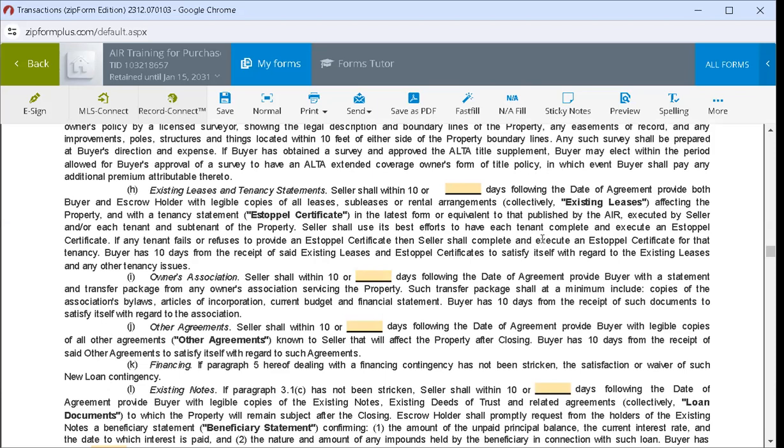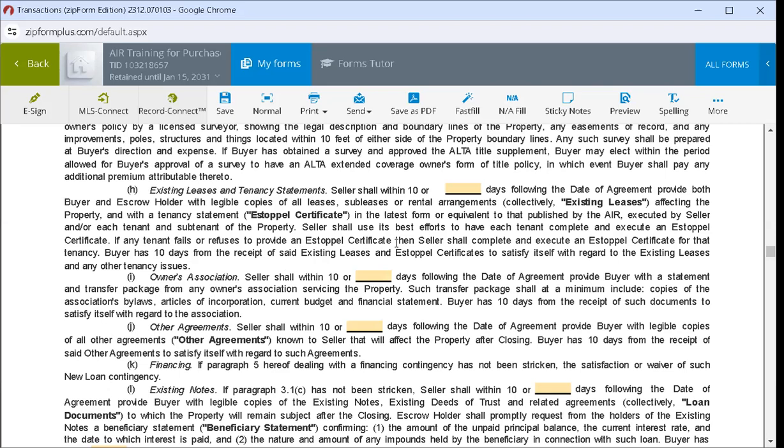The seller is going to use their best efforts to get each tenant to complete and execute those estoppel certificates. If a tenant fails or refuses to provide the estoppel certificate, then the seller shall complete and execute an estoppel certificate for that tenancy. And buyer has 10 days to review that. You can ask your favorite legal advisor, but the seller may not want to complete an estoppel for a tenant, but that would be something that you could ask legal, because they don't want to be fully responsible for that. So, that's up to the seller, how they want to handle that.